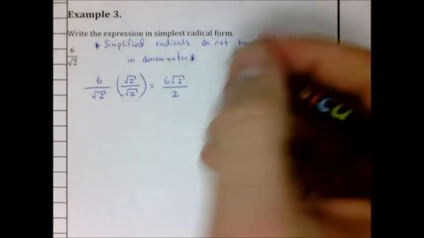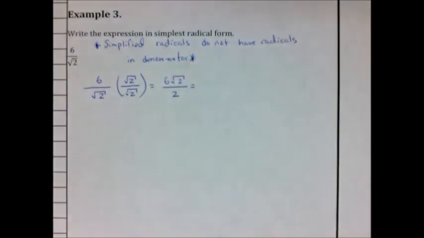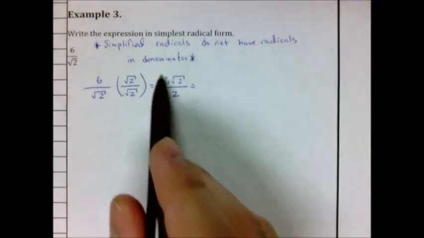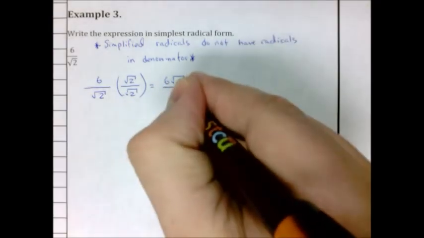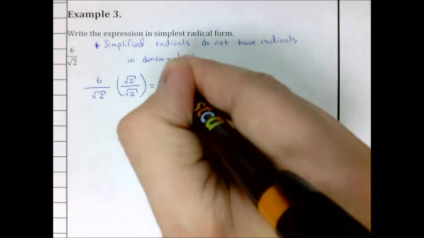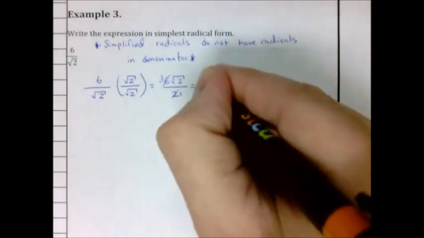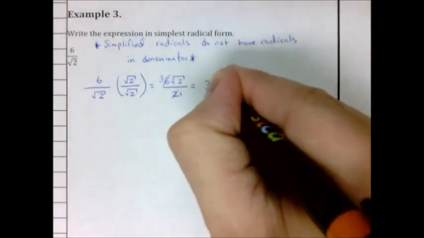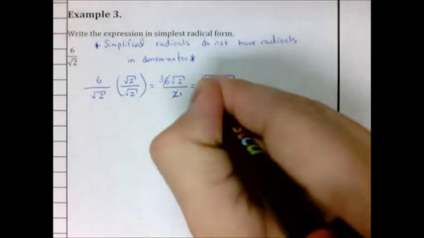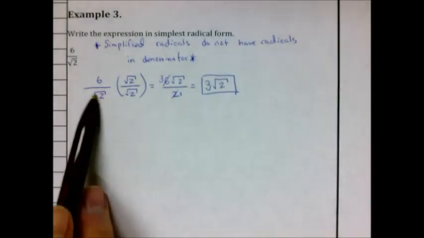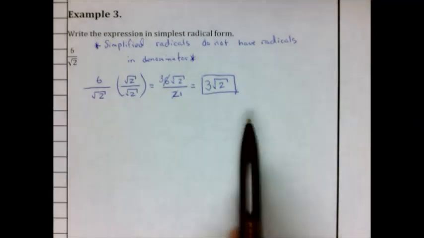Okay? And then the last step that we can do here in order to get the radical completely simplified is we can cancel this 6 and this 2 because both of them go into each other. 2 goes into itself once and 2 goes into 6 3 times, which means that our final answer is 3 times the square root of 2. So a simplified version of 6 over the square root of 2 is 3 times the square root of 2.